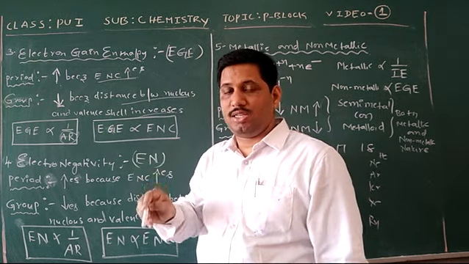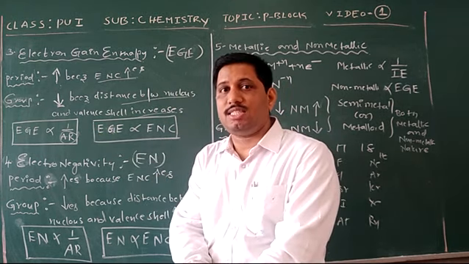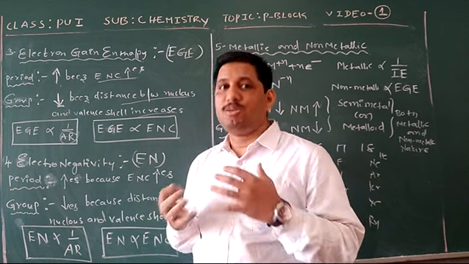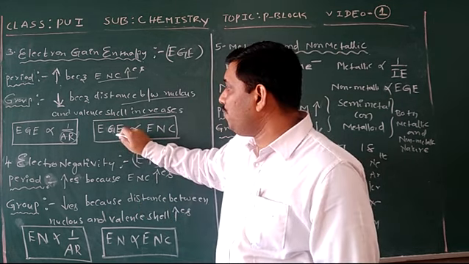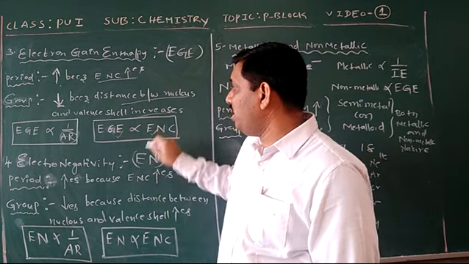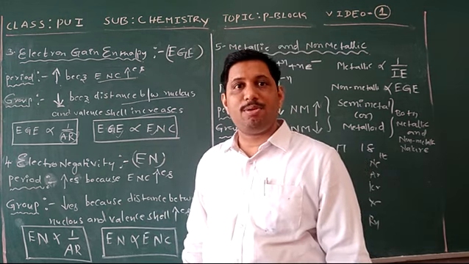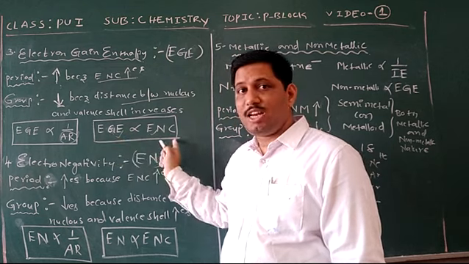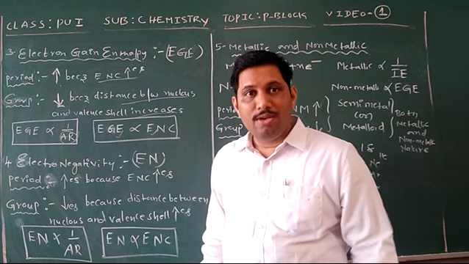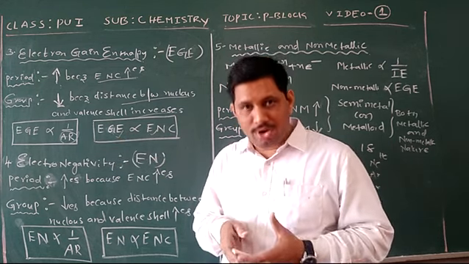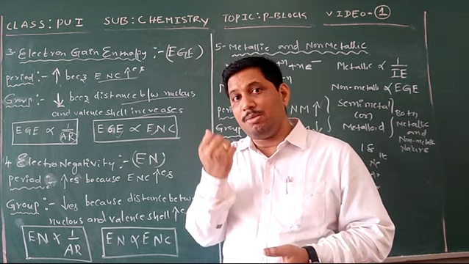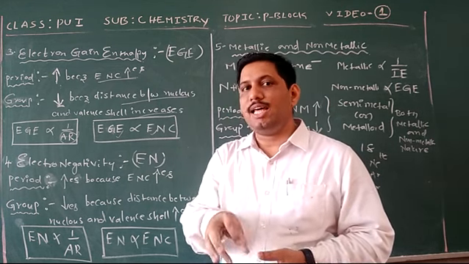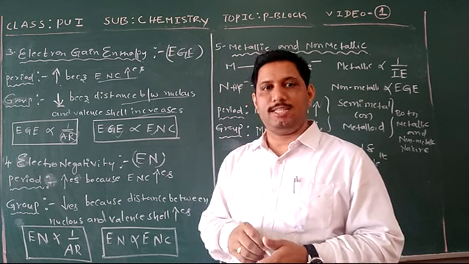Inversely proportional to atomic radius. As atomic radius decreases, electron gain enthalpy increases. Similarly, the electron gain enthalpy and effective nuclear charge are directly proportional to each other. As effective nuclear charge increases, electron gain enthalpy also increases, because with the increase of the effective nuclear charge, the attraction of the nucleus on the incoming electron also increases. Hence, the electron gain enthalpy values increase.